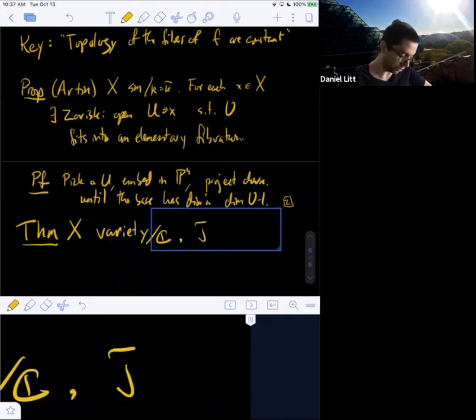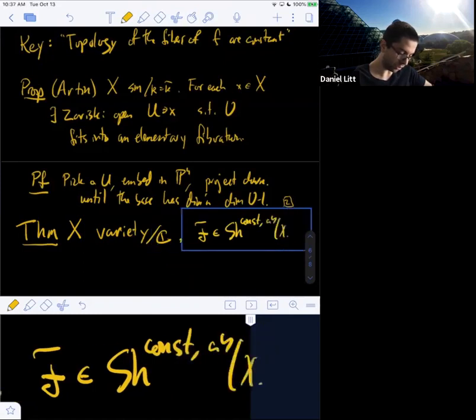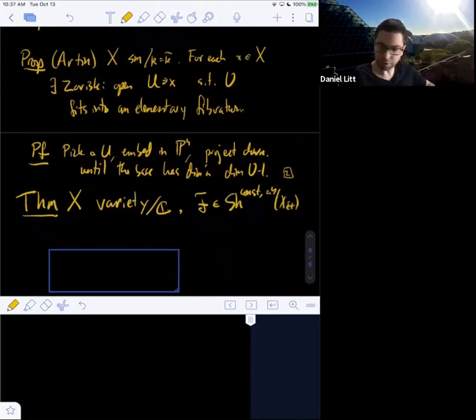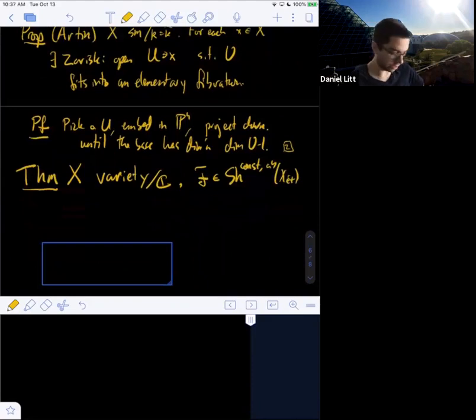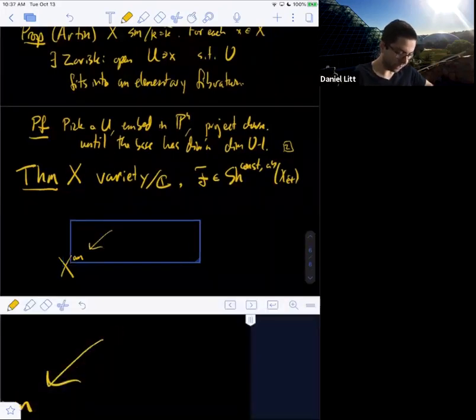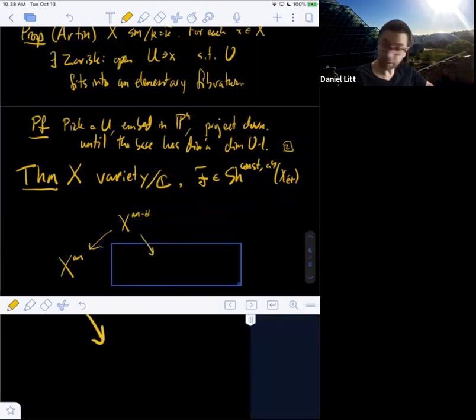And then F is a constructible abelian sheaf on X Etale. Then there's three sites that come into play. So first of all, there's the analytic site of X, which I'll define in a moment. Then there's the analytic Etale site of X, which I'll also define. And then there's the Etale site of X itself. So that's something we know about.